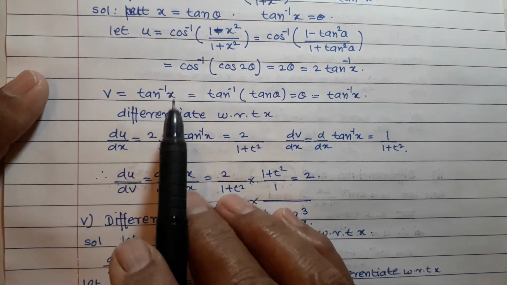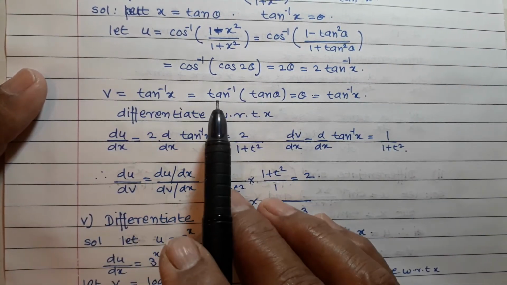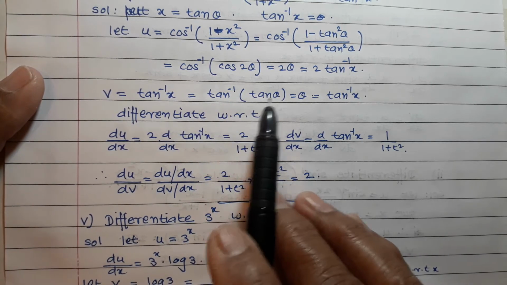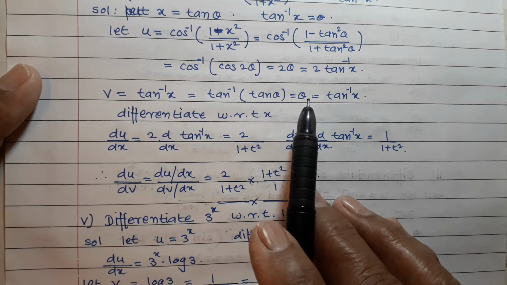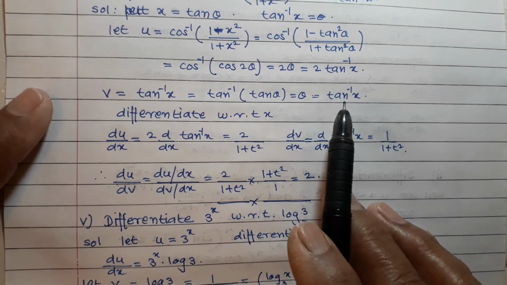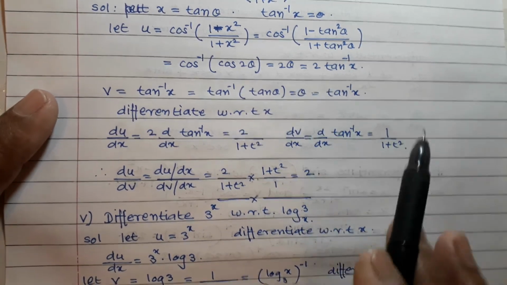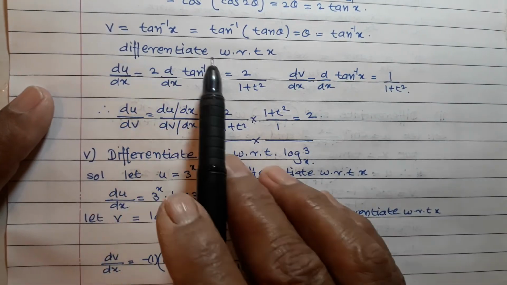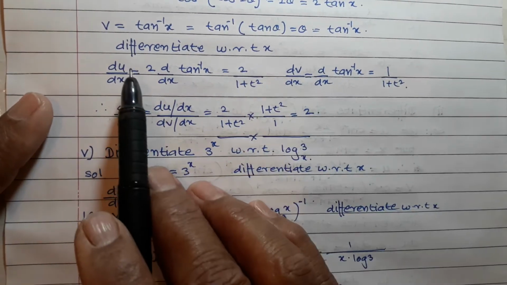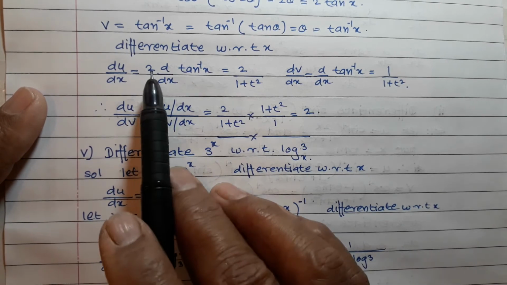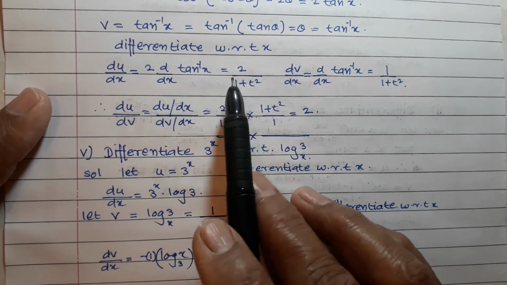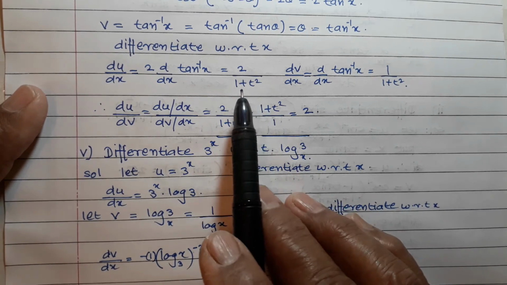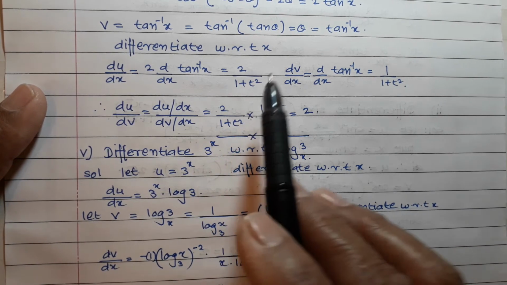V is equal to tan inverse x, so it is equal to tan inverse tan theta, and therefore this is equal to theta, and theta is equal to tan inverse x. Differentiate with respect to x. du/dx is equal to 2. d/dx tan inverse x is equal to 2 upon 1 plus t square.